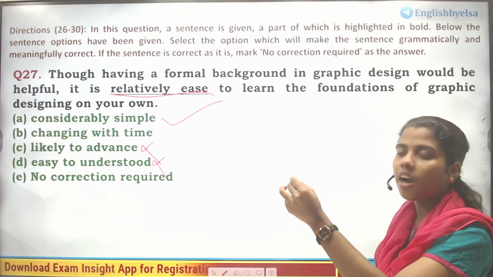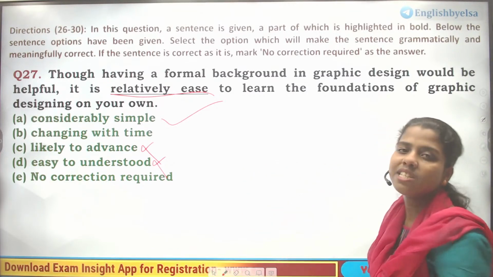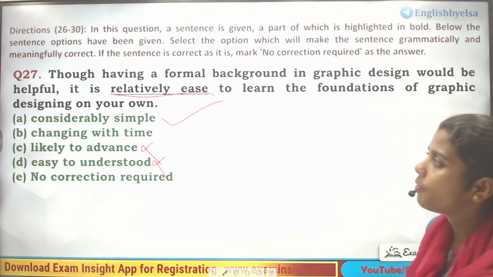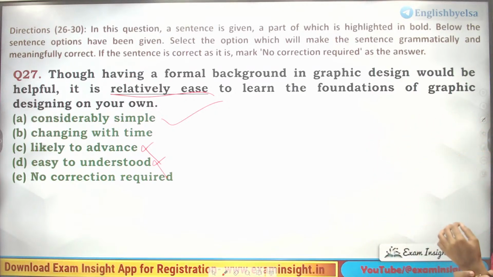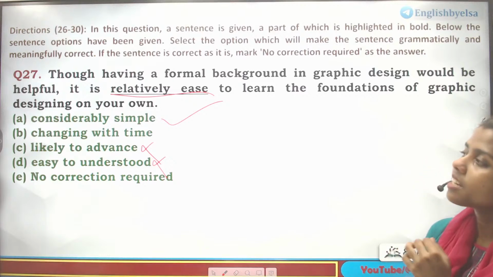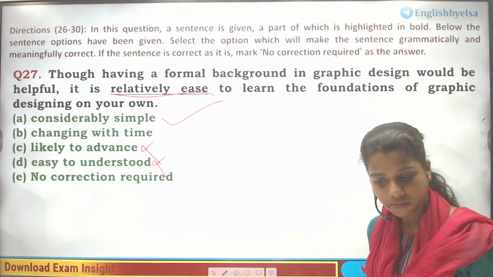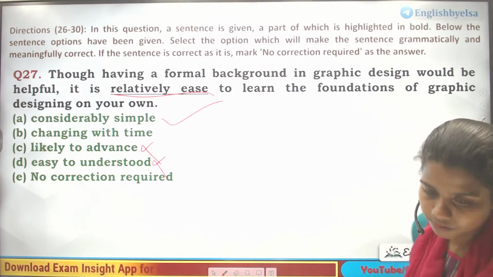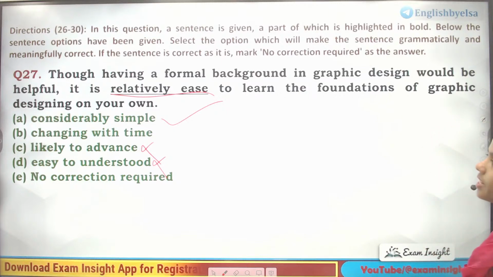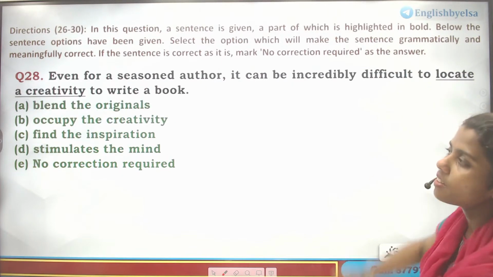After finding out the answer, read the sentence once. Though having a formal background in graphic design would be helpful, it is considerably simple to learn the foundations of graphic designing on your own. Right? 27 A, perfect answer. Next one.